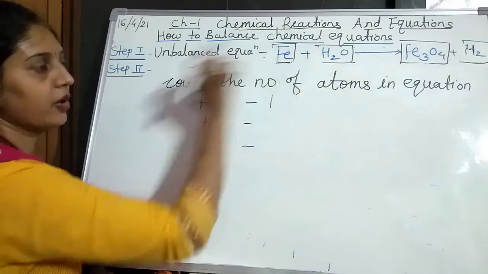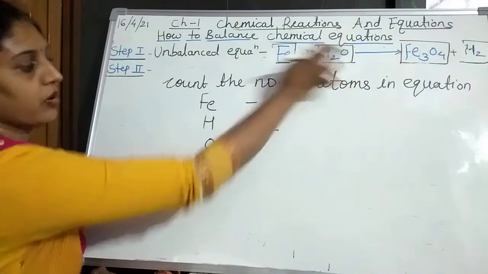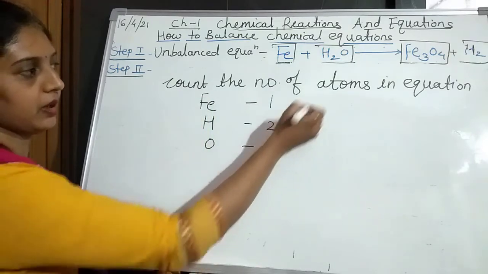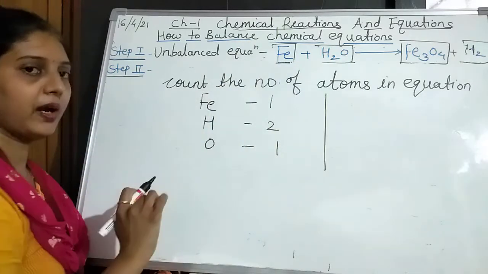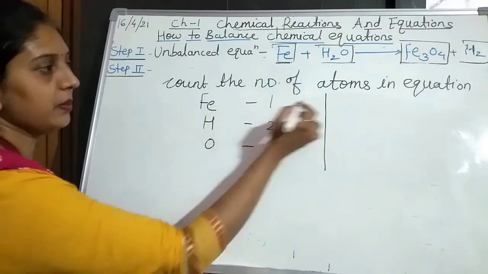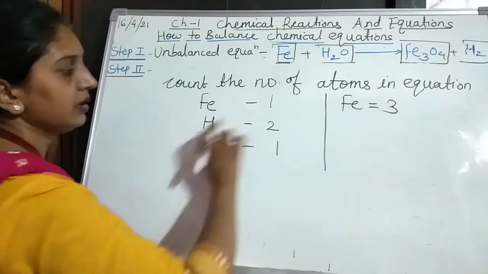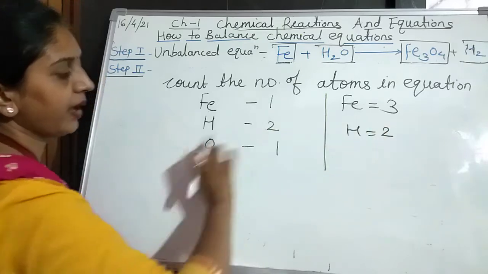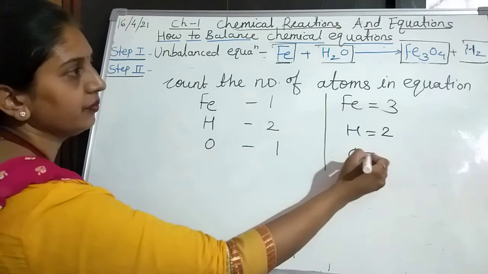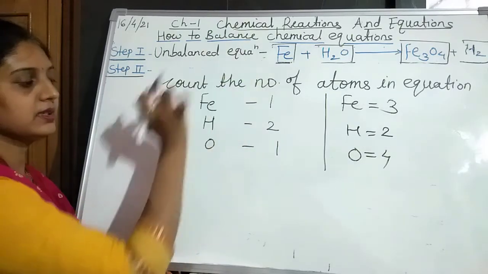Then how many hydrogen atoms are there? There are 2 hydrogen atoms, and 1 oxygen atom, and this is on the left hand side. And what is the number of atoms on the right hand side? For Fe there are 3 Fe atoms. Hydrogen atoms, there are 2 hydrogen at H2, and oxygen atoms, that is 4. So first we have to balance the oxygen in this equation.